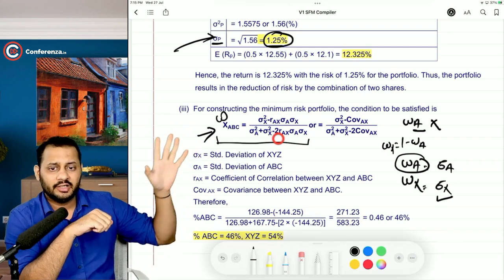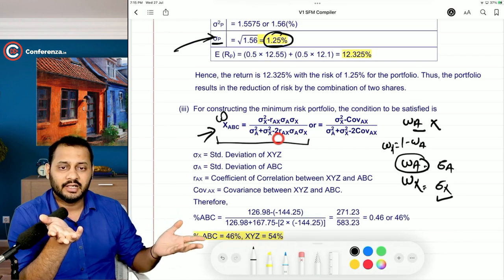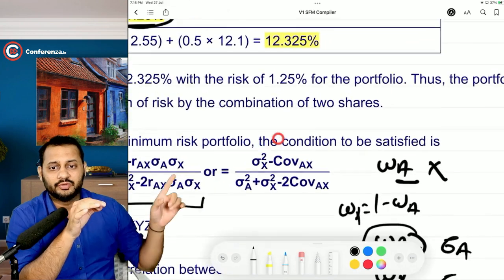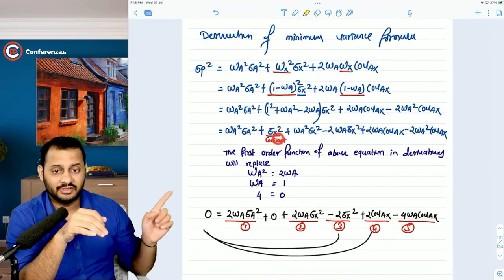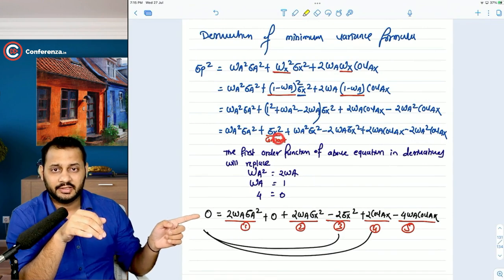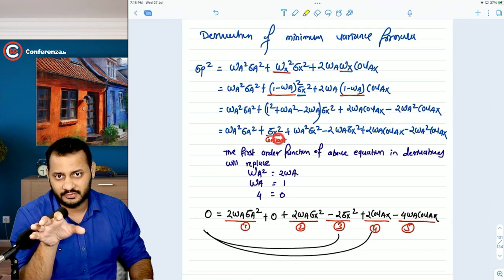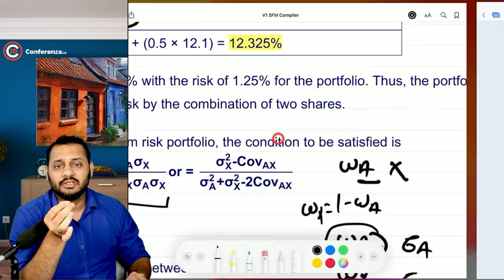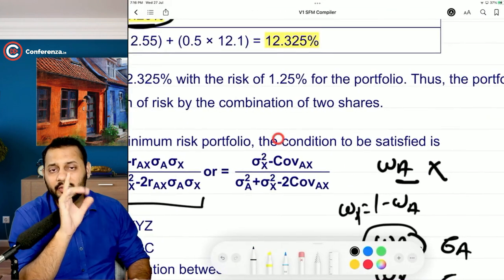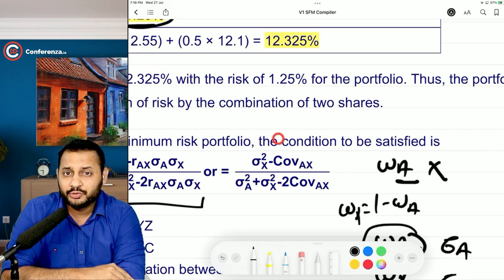Weight of A is calculated and the other weight will be 1 minus weight of A, and you can easily calculate. This formula gives you the minimum risk because we have already taken 0 on that side. So the minimum possible risk. See, you cannot eliminate the risk, but you can reduce it to the maximum possible. So this is the formula which will give you the minimum possible risk, and this will give you the weights of the stocks that you should include in the portfolio for the minimum variance.